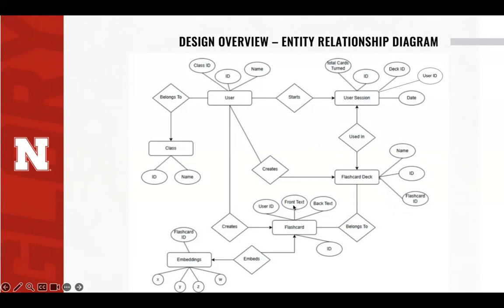And here the user can create flashcards and create flashcard decks. The flashcard has the front text, which is like the question, the back text, which would probably be the answer, as well as the user ID that created it. The flashcard deck has the name, which would be that subject label, the ID of the flashcard deck, and some of the flashcards that are in it. Then there's a belongs to many relationship that shows which flashcards belong to which decks. And here are some embeddings that belong to each of the flashcards that label it into different labels.